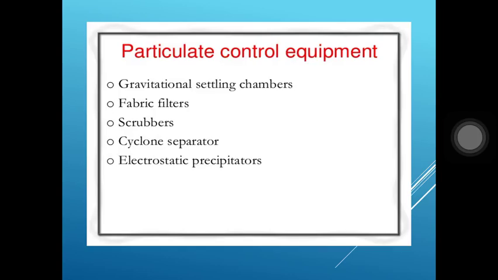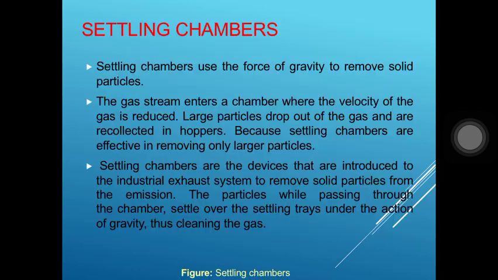Now, the particulate control equipments are as below: gravitational settling chambers, fabric filters, scrubbers, cyclone separators, electrostatic precipitators. Let's see first, that is settling chambers. Settling chambers use the force of gravity to remove solid particles. The gas stream enters a chamber where the velocity of the gas is reduced.